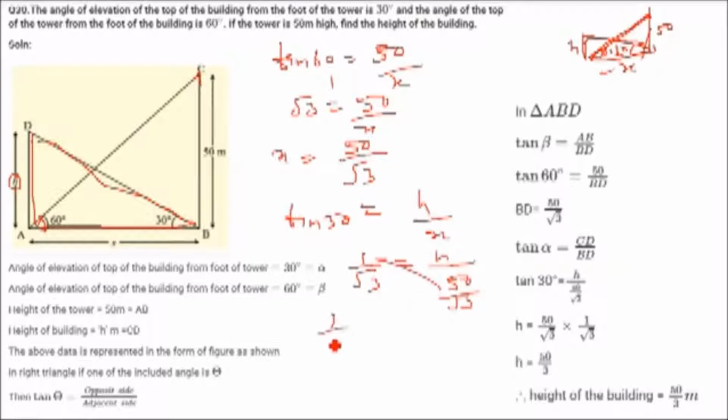So it will be h equals 1 by root 3 into 50 by root 3. This is going to be h. Root 3 times root 3 is 3. So 50 by 3 is the height. This is the answer.